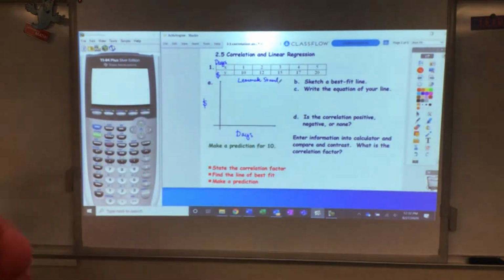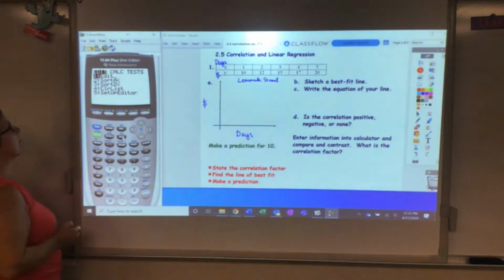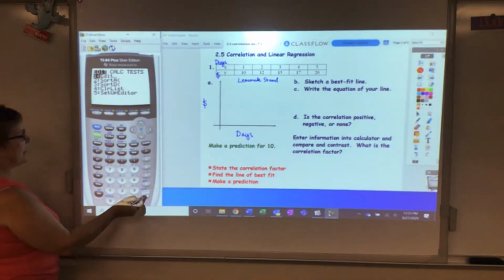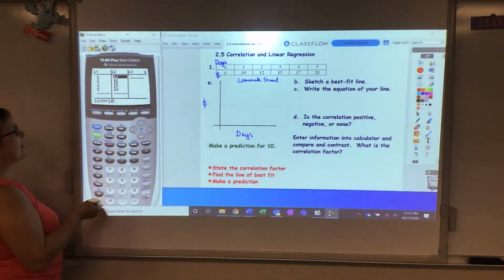All right, so to get this data in your calculator, you're first going to press your stat key. And then you're going to choose edit. Edit always allows us to put information into the calculator. So I'm going to hit enter. And I have data in mine. If you don't have data in yours, go ahead and put some numbers in.